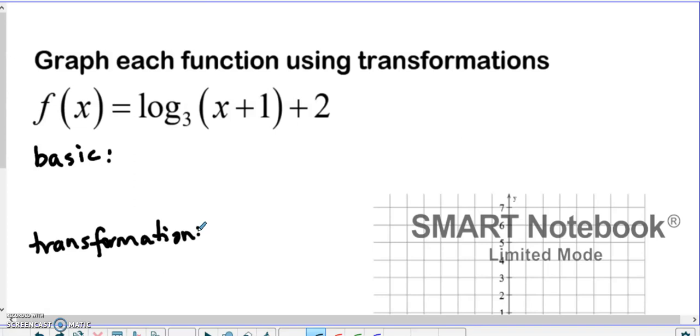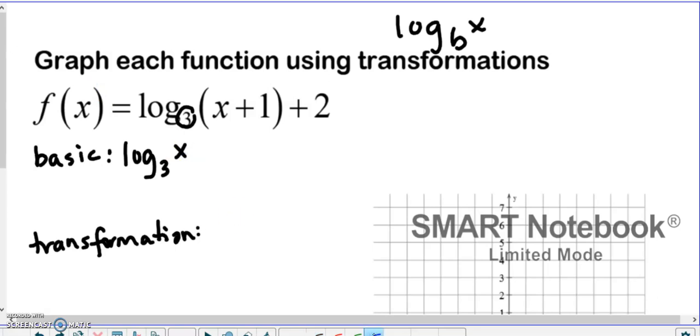So when I'm asking for your basic log function, you're looking for something that's in this form, log base b of x. And so looking at this example right here, we have log base 3 of (x plus 1) plus 2. So this right here is your basic function, log base 3 of x.